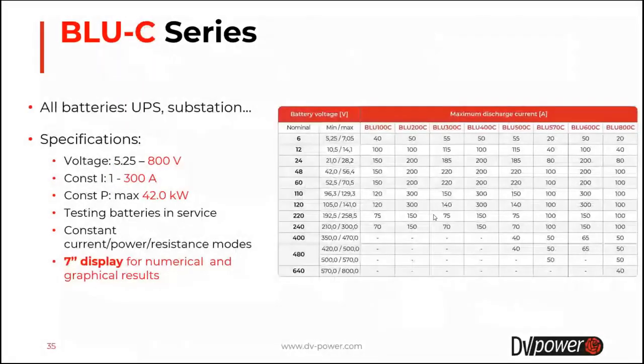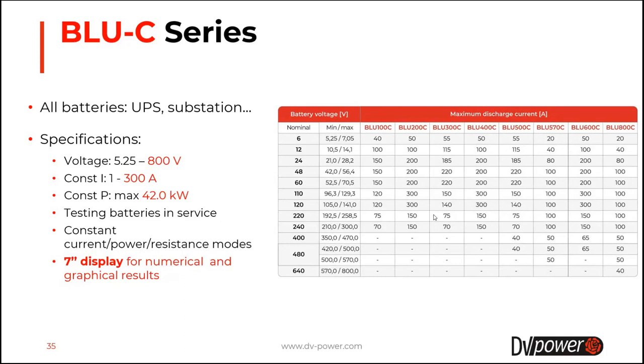And last but not the least, we also have our BLU C series. It is the newest series in our battery testing products portfolio. They can be used for testing batteries of any types with voltage levels from 5.25 up to 800 volts with currents from 1 to 300 amps. Maximum power of BLU C series is 42 kilowatts.